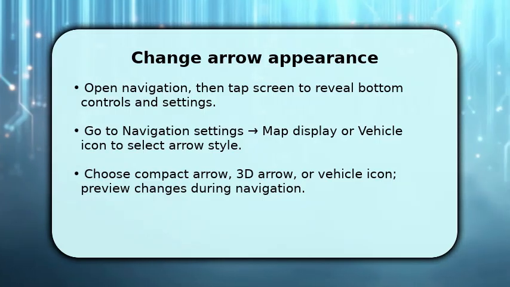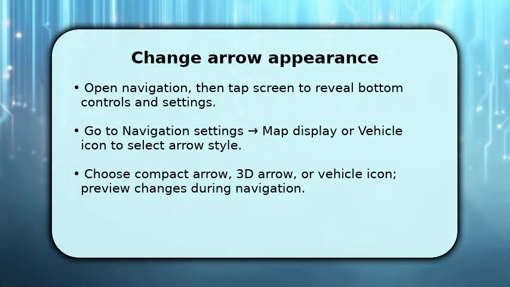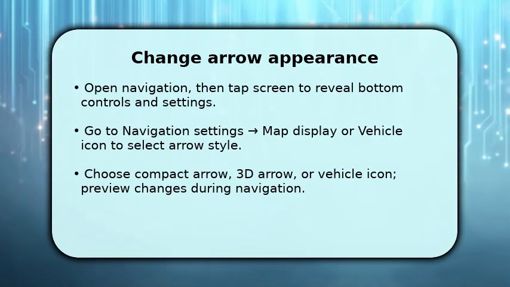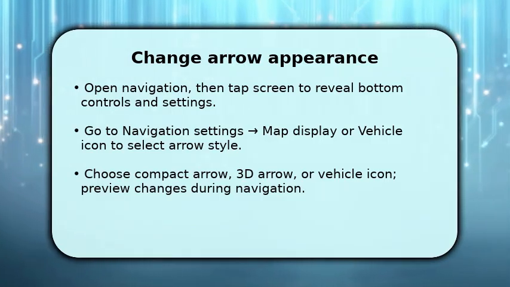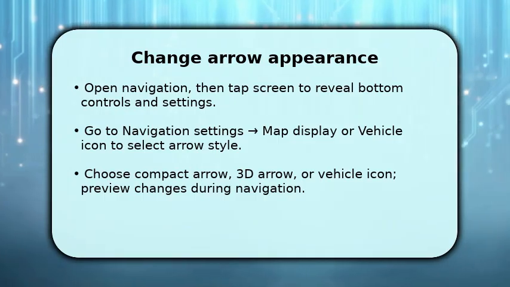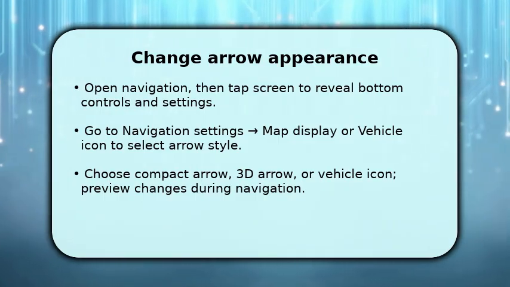Once there, pick a 3D arrow for perspective, a compact arrow for minimal UI, or a vehicle icon if you prefer. Make sure to preview each choice on the live route. That shows how the arrow rotates and scales with zoom.